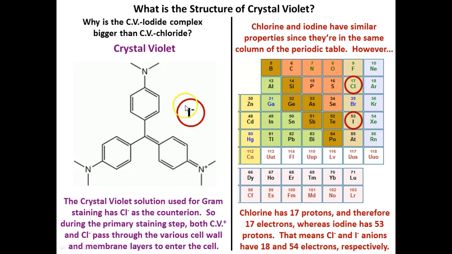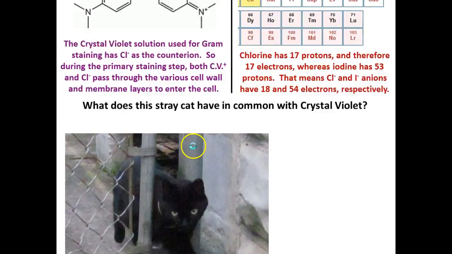Well, then it usually gains an electron, so in that case it would be 54. That's right, because it becomes negatively charged. When it's not charged, it has 53. When it's charged, it grabbed an electron from crystal violet.